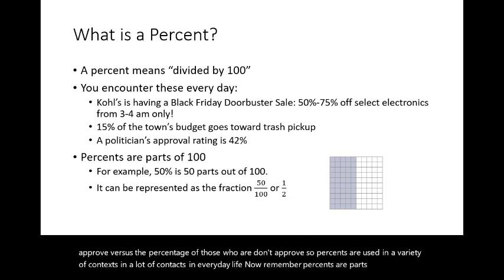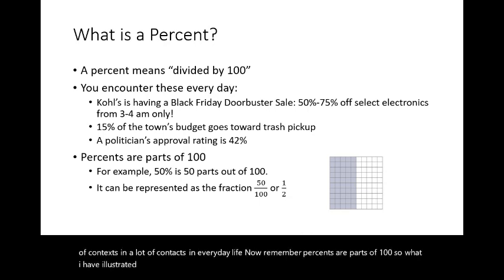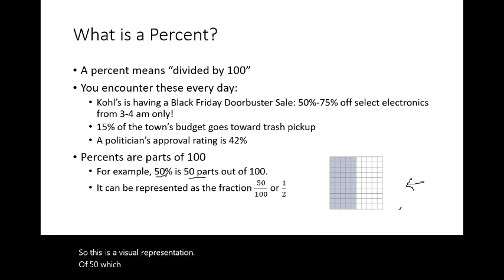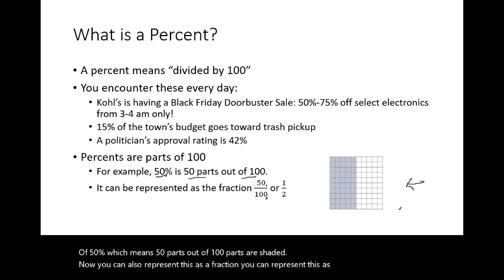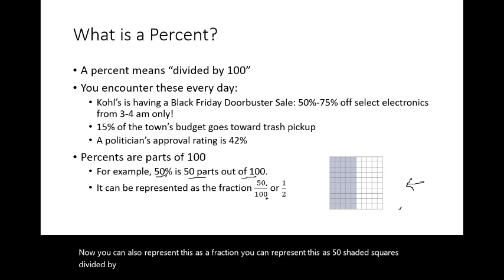So what I have illustrated here are 100 squares. There's 100 squares here, and out of those 100 squares, 50 of them are shaded. So this is a visual representation of 50%, which means 50 parts out of 100 parts are shaded. Now you can also represent this as a fraction. You can represent this as 50 shaded squares divided by 100 total squares, since a fraction is a part out of a whole.